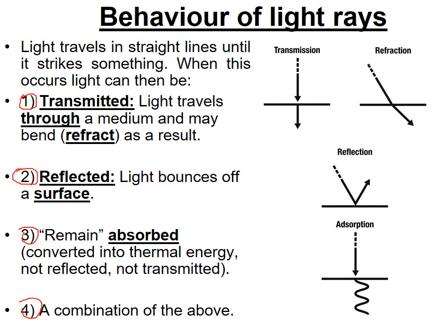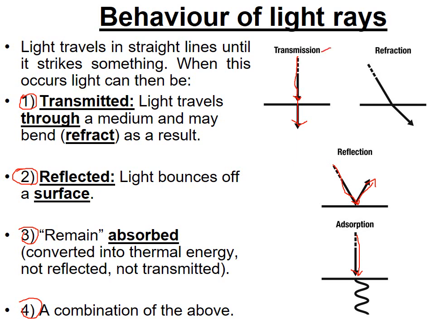So transmission simply means that the light rays strike a surface and are transmitted, or in other words, go through that surface. Reflection, the light rays strike a surface and bounce off that surface. Absorption, the light rays hit a surface, the energy from the light rays is absorbed and then converted into heat, so the surface starts to feel hot.